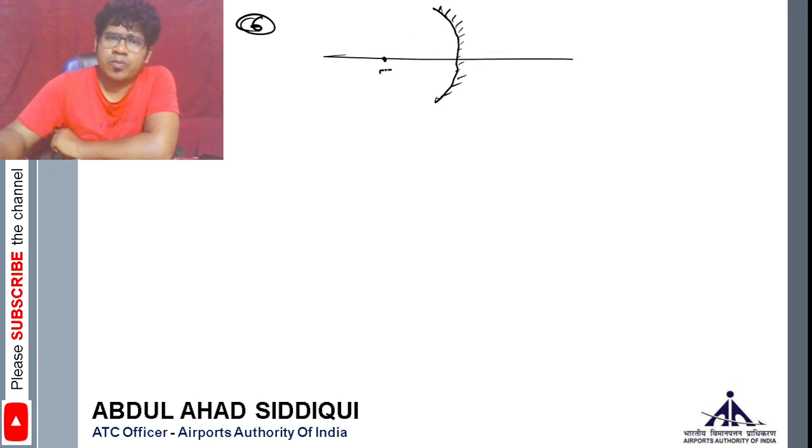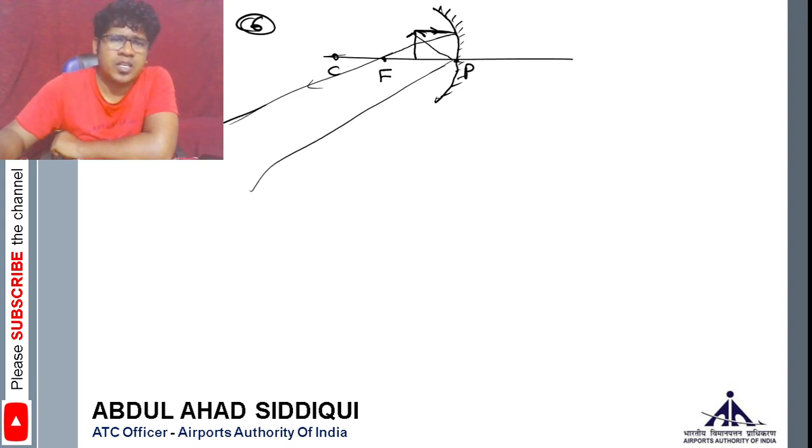This is focus, this is center of curvature. Now the image is in between focus and pole, right? So light ray will be traveling which direction? This way, coming parallel, after reflection it passes through focus. Let's say it comes this way, it will go this way.